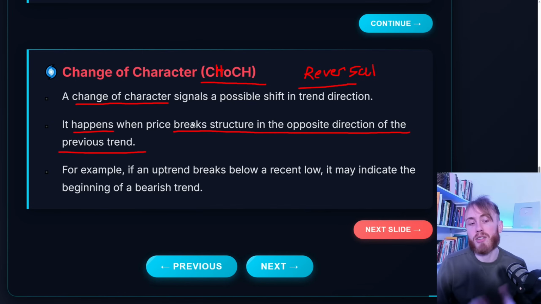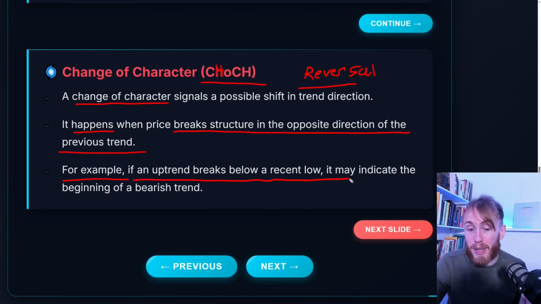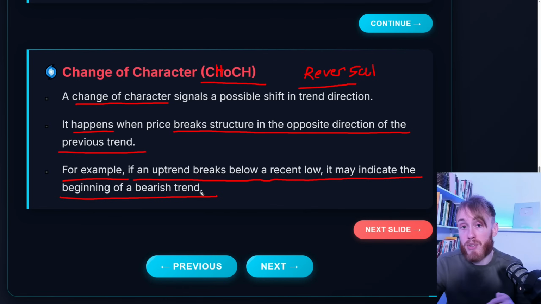And this is so much easier to show you guys visually, so I will show you guys very soon. But here, for example, if an uptrend breaks below a recent swing low, it may indicate the beginning of a bearish trend instead. But it doesn't mean that we flip to a bearish trend right away. It could mean a flip from an uptrend to a sideways market, or from an uptrend to a downtrend.